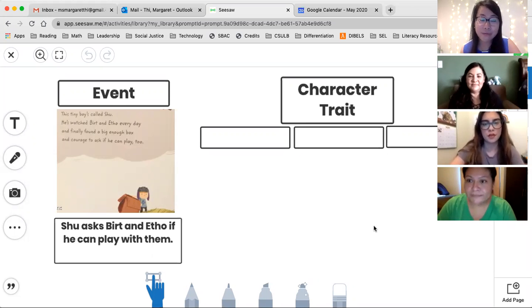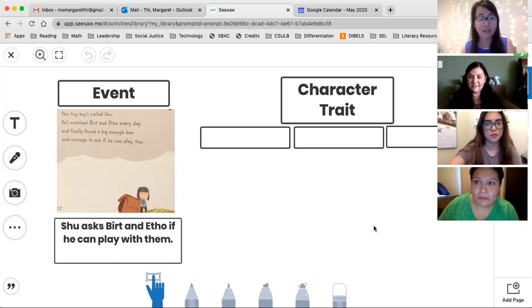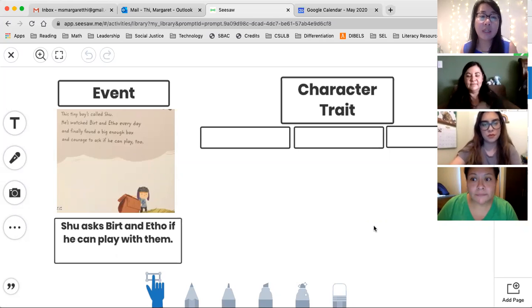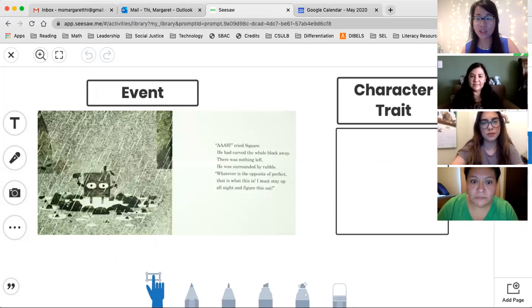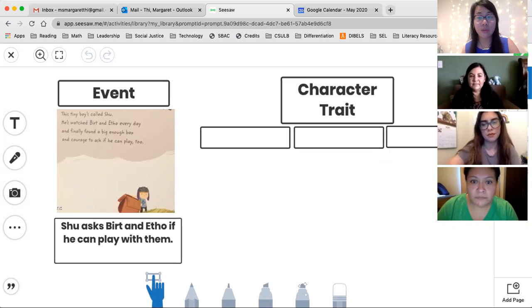So we are going to model for you how we're going to find and describe our characters today. We're going to do 2 examples, and then we're going to have you try on your own for the last 2. Again, I put this on our Seesaw account. It's all on the same page, so you don't have to flip back and forth in the different pages. We're going to be using the story Big Friends to model, and then you're going to try it with the story Square. So you're going to have these 2 pages here, and then we're going to do the one for Big Friends.